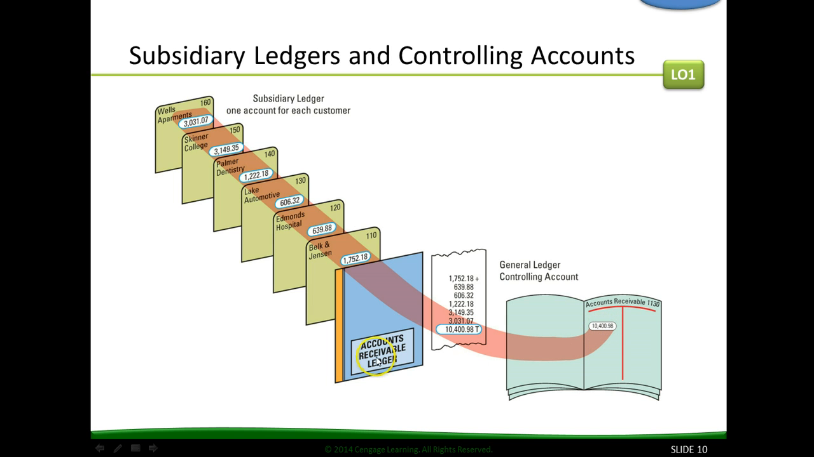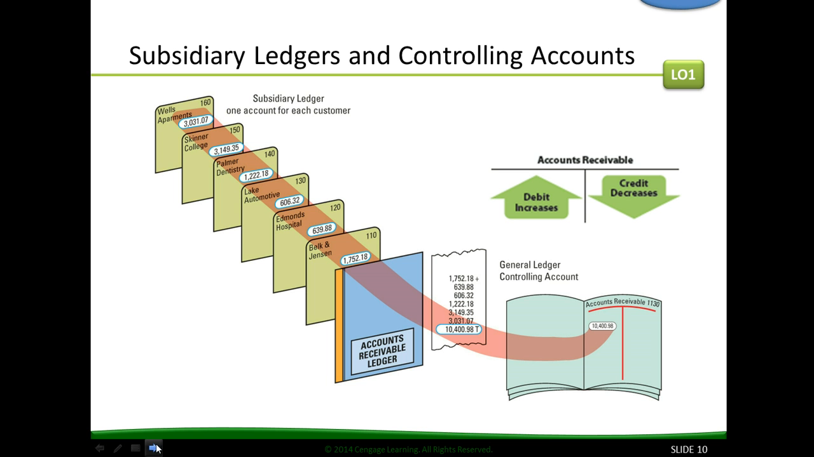Now I want you to notice the accounts receivable ledger. These are not vendors, these are customer accounts. So Belk and Jensen, we have given them a customer account of 110, and they owe us $1,752.18. And we add up what everybody owes us as it shows on this, and then we will end up posting it to the accounts receivable ledger. The accounts receivable ledger is the controlling account. That is where the big number goes. Please, if you have any questions about this concept or how this works, write it down in your notes and ask me tomorrow.